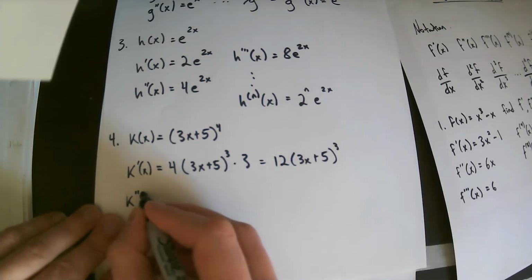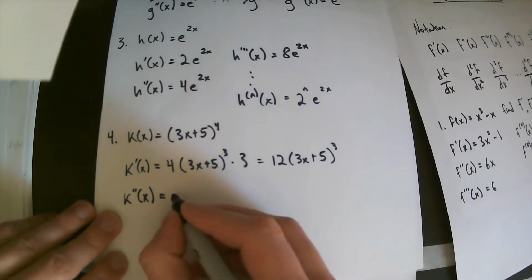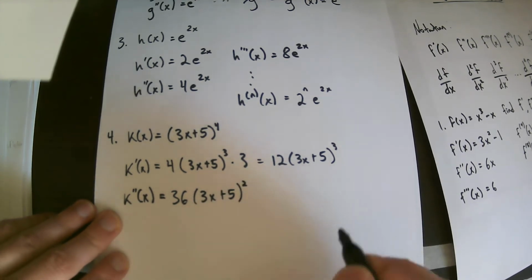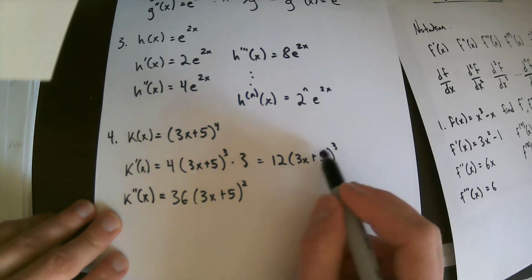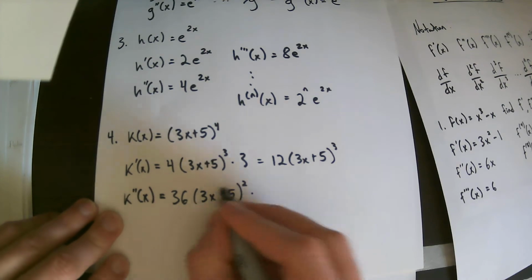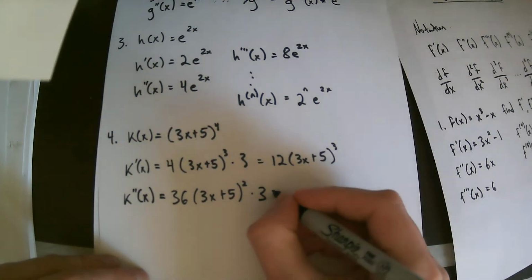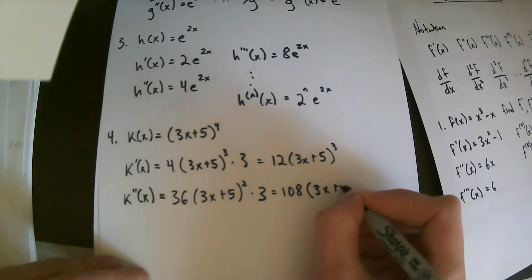And then k double prime of x, taking the derivative of this, 36 times (3x plus 5) squared. That's the derivative of the outer with respect to the inner. So I dropped that 3. I went ahead and multiplied this 3 by that 12. And then I'm going to have another 3 from the derivative of the inner. So that's going to be, what is it? 108 times (3x plus 5).